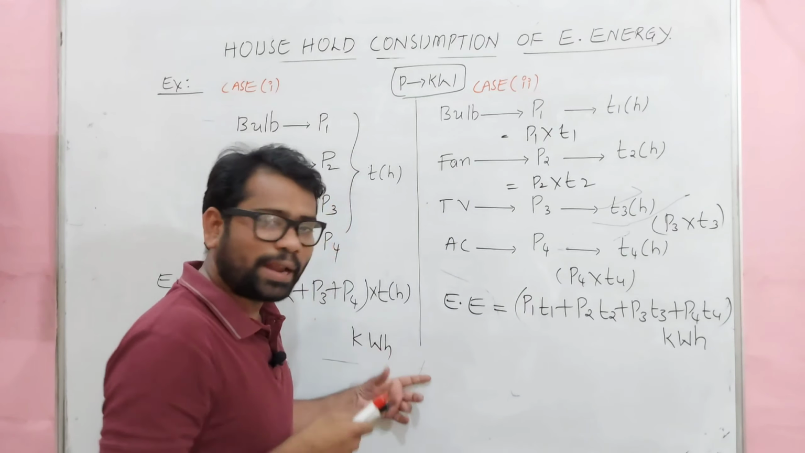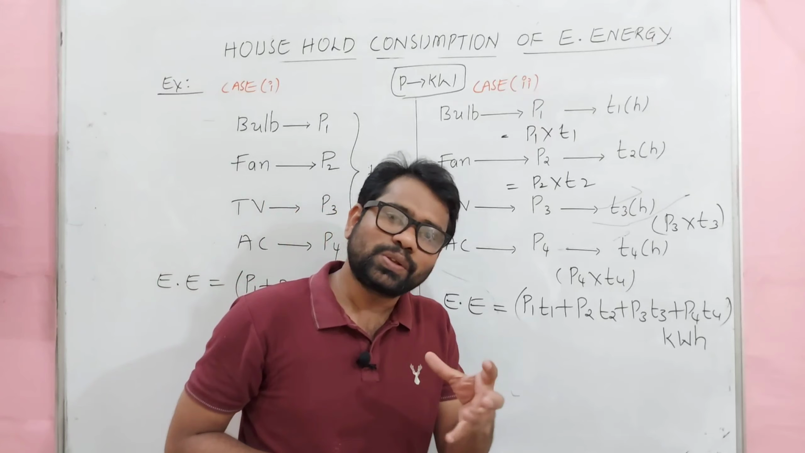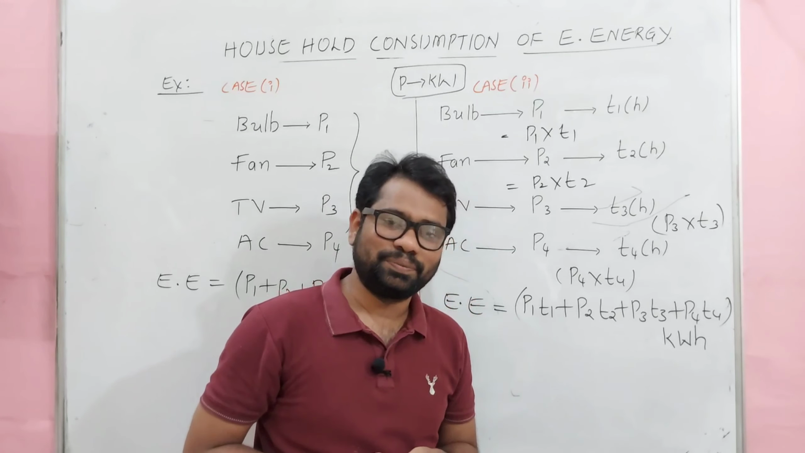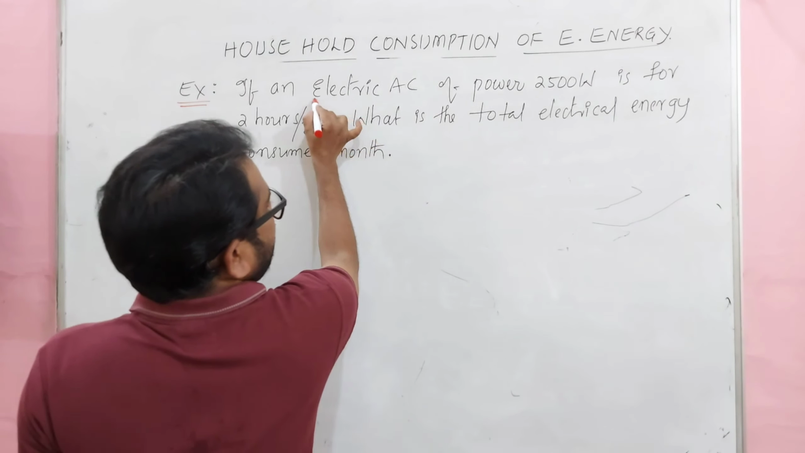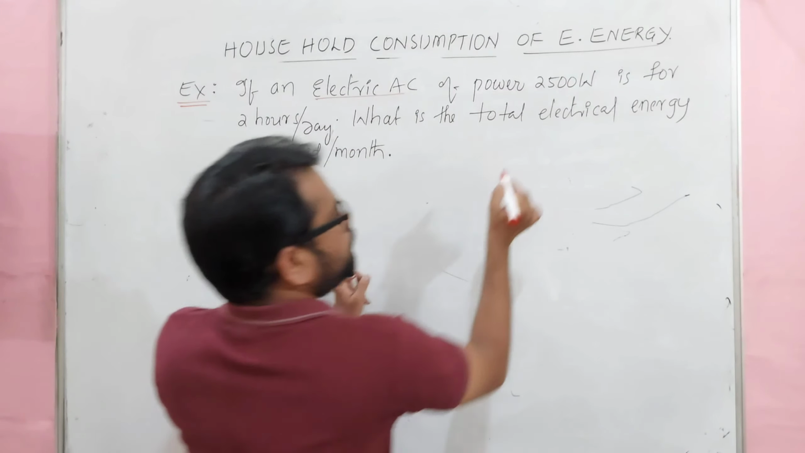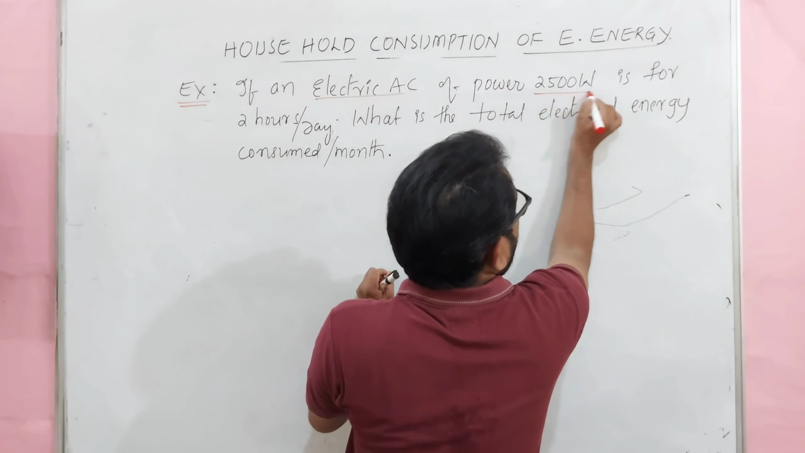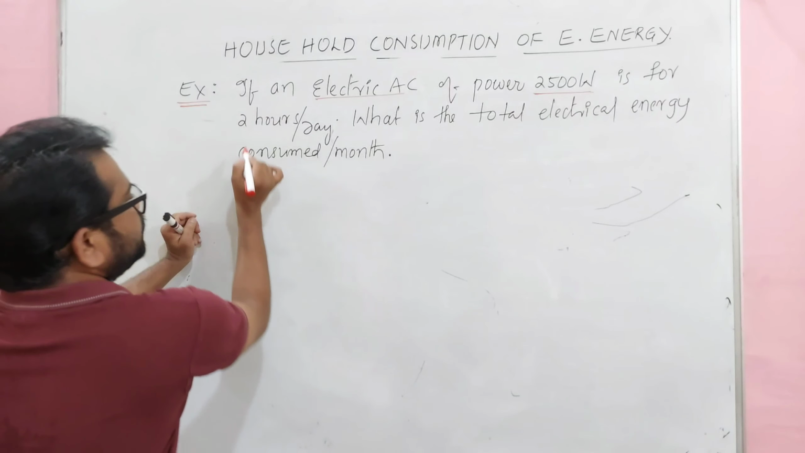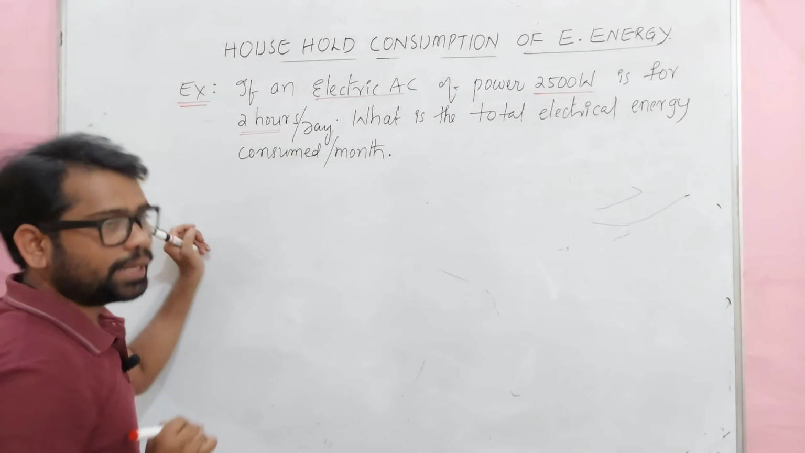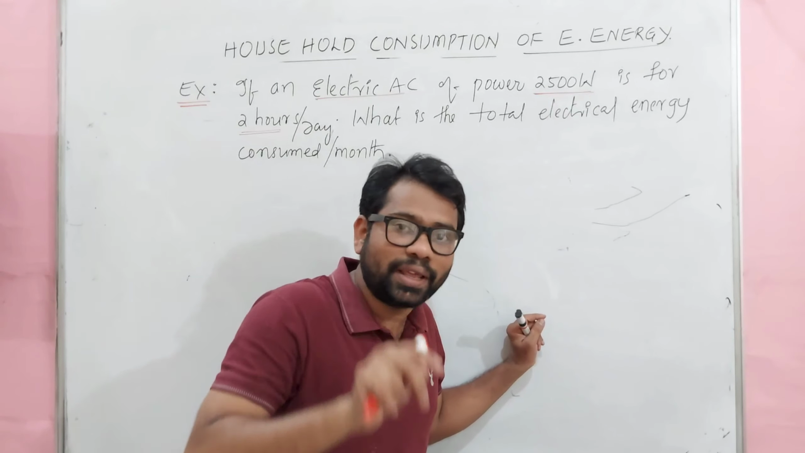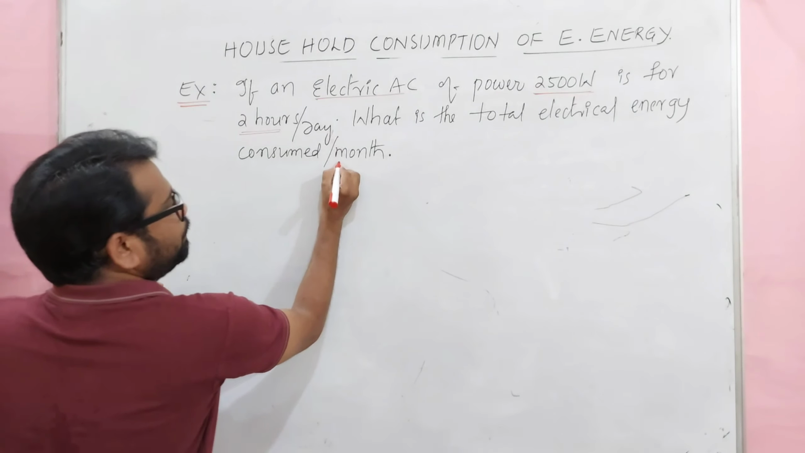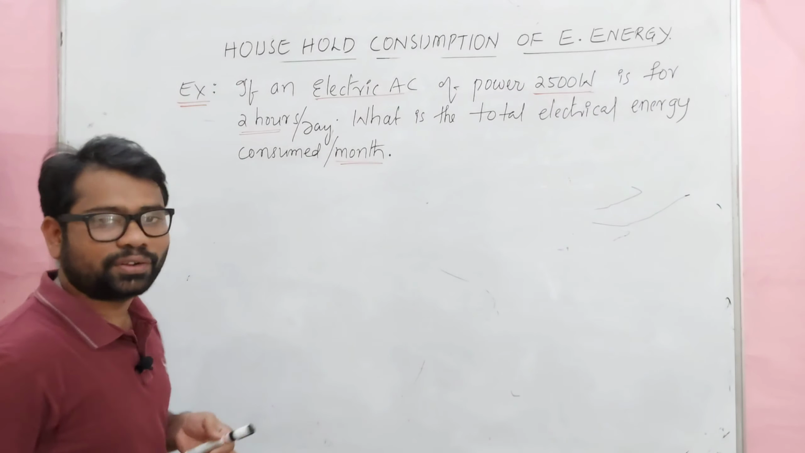Now we will see one example so that you will get more clarity. Children, look at this example. What is given here? It is an electric AC. Its power is given as 2500 watt and it is operated 2 hours per day. They are not asking us to calculate the electrical energy consumed per day. They are asking per month we have to calculate.